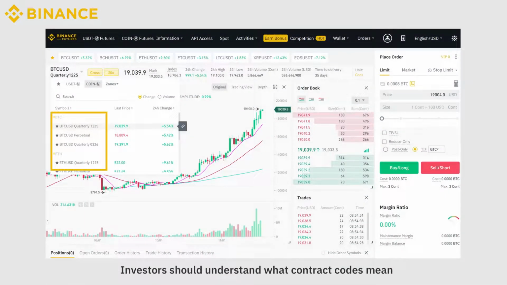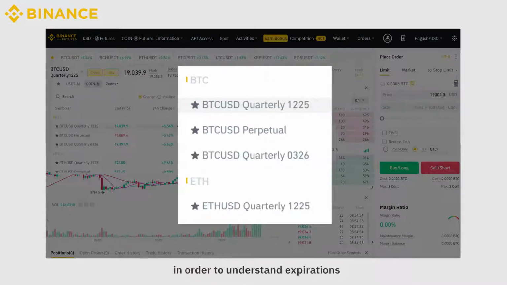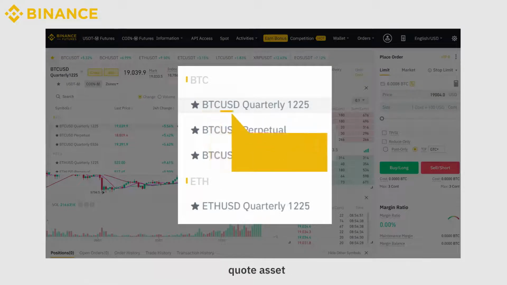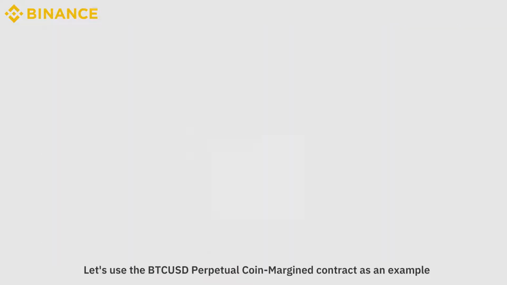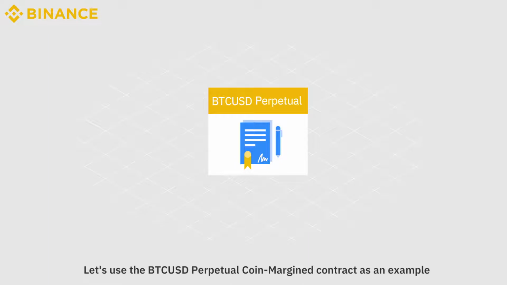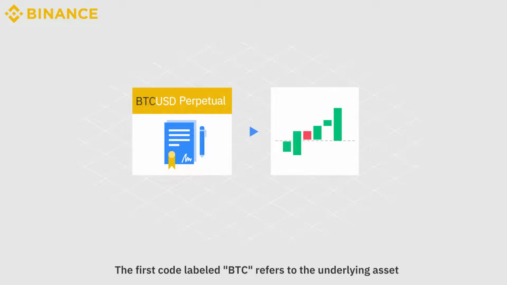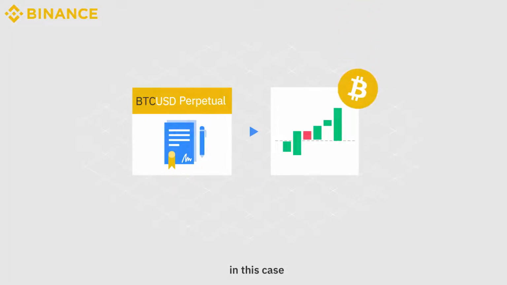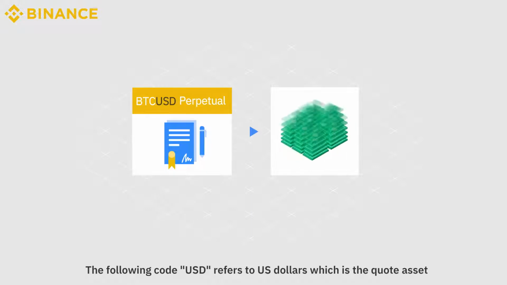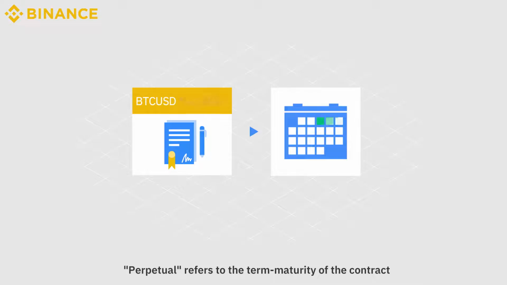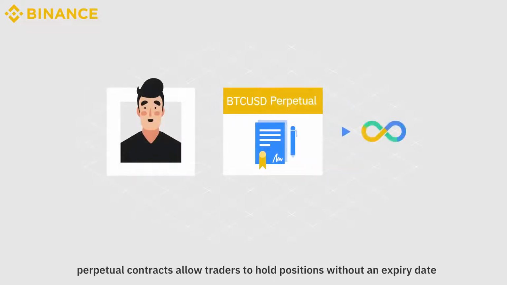Investors should understand what contract codes mean in order to understand expirations. Contract codes typically convey information about its underlying asset, quote asset, and expiration date. Let's use the BTC USD perpetual coin-margined contract as an example. The first code, labeled BTC, refers to the underlying asset, in this case, Bitcoin. The following code, USD, refers to US dollars, which is the quote asset. Lastly, perpetual refers to the term maturity of the contract. In this case, perpetual contracts allow traders to hold positions without an expiry date.